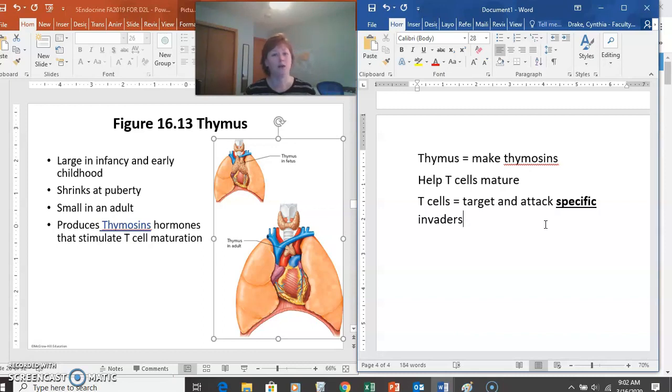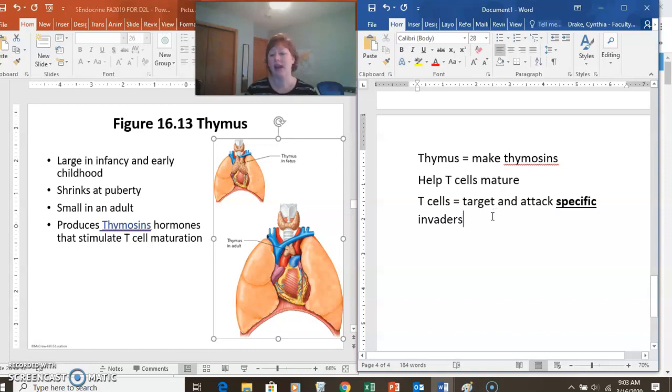So if you've been exposed to chickenpox, either because you contracted chickenpox as a child or had the vaccine as a child, then you have T cells that can target that invader. But you have different T cells for each specific invader. So a T cell that's able to target something like chickenpox or streptococcal bacteria cannot target a different pathogen. So they tend to be very specific.